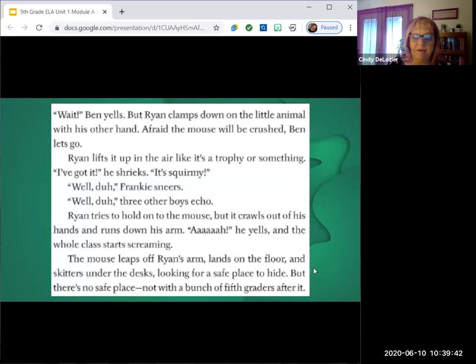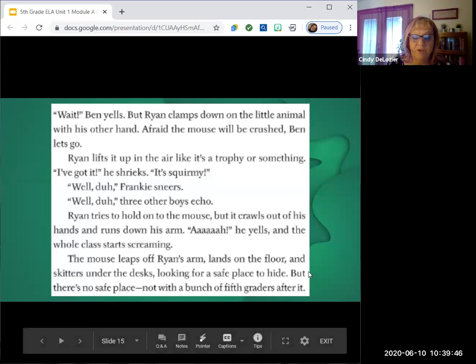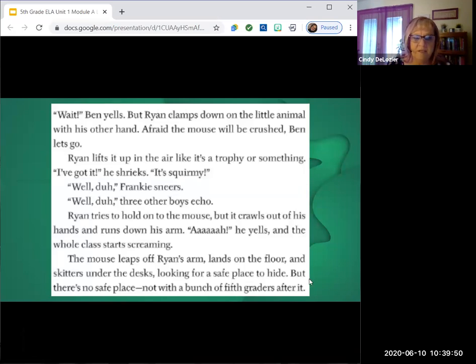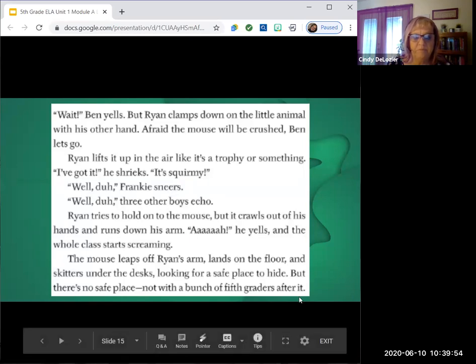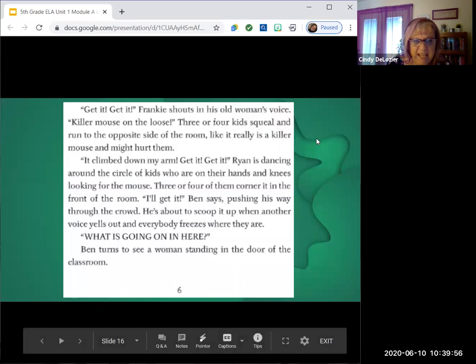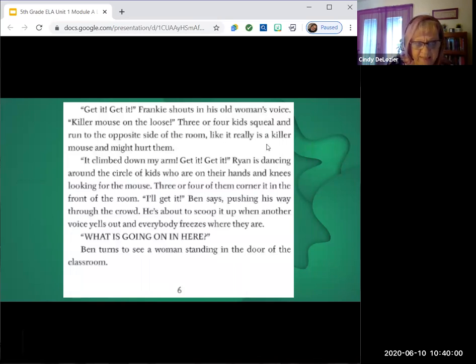The mouse leaps off Ryan's arm, lands on the floor, and skitters under the desk, looking for a safe place to hide. But there's no safe place. Not with a bunch of fifth graders after it. Get it! Get it! Frankie shouts in his old woman voice. Killer mouse on the loose! Three or four kids squeal and run to the opposite side of the room, like it really is a killer mouse and might hurt them. It climbed on my arm!